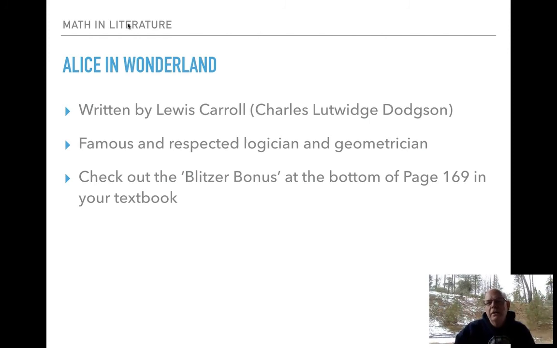So if you want to check that out, it's called the Blitzer bonus on the bottom of page 169 in your textbook. You can go play around with that and read what it has to say there about all the inverses and contrapositives and so on of Alice's statements in there. Otherwise, you just need to head off and look at 3-6, because actually the 3-5 and 3-6 assignments are combined into one. And so check out the video for 3-6, and then you can work on that assignment.